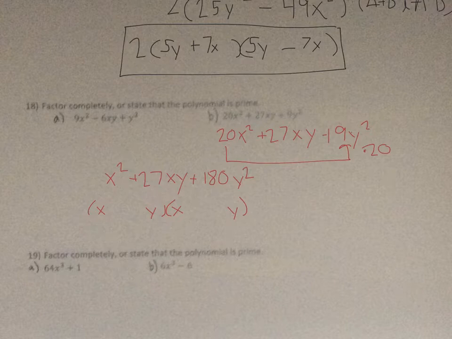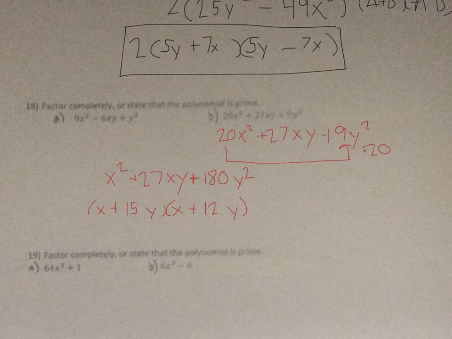So we're looking for the two things that multiply to get 180, same sign because it's a positive 180, and add to get 27. Well, that would be 15 and 12. And you are allowed a calculator, so you can keep dividing and guess and checking until you find the pieces.